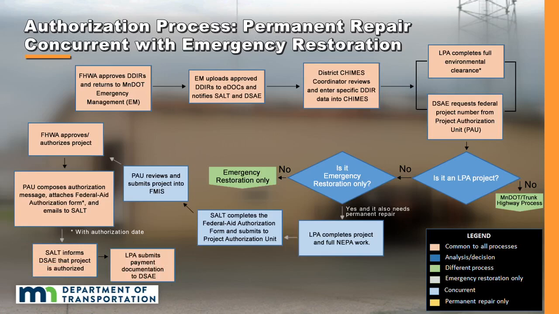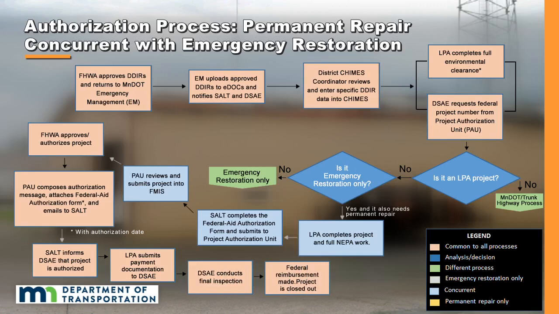13. The local public agency, your organization, submits payment documentation to the DSAE. 14. The DSAE conducts a final inspection. 15. The project is closed out. Last, let's walk through the state aid permanent repair process.